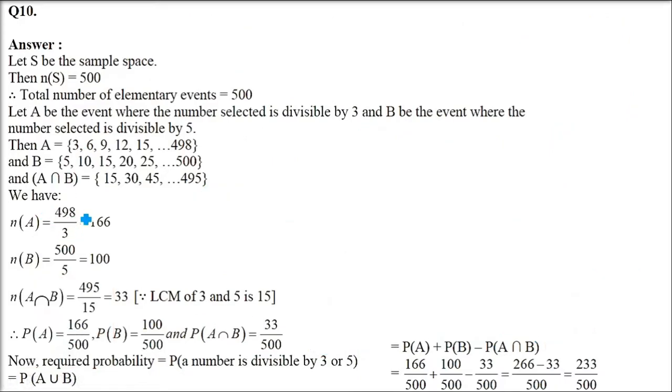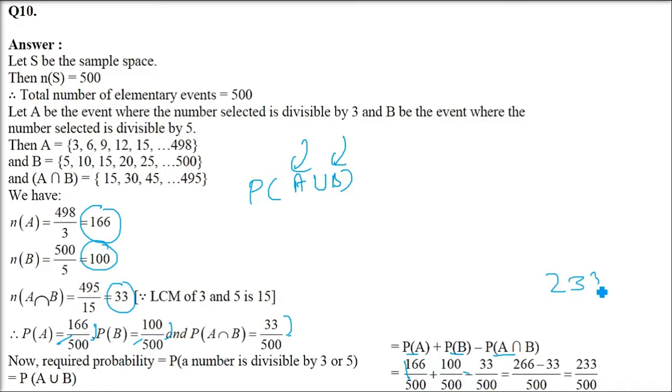So now we have found out the probability. First we have to find out the number of elements in A, B and A intersection B. Then the probability is of course divide everything by 500. In the theorem we need three things. So P(A or B) we have to find out, either divisible by 3 or divisible by 5. So first we will put this one, then this one, and then 33 by 500. So ultimately you get 233 by 500.